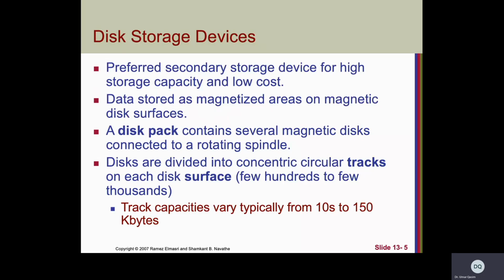Each magnetic disk has circular tracks on the disk surface, and those could be from a few hundred to a few thousand. On those tracks we have sectors, and on those tracks the data gets stored. Typically, the capacity of a track to store data is from tens to 150 kilobytes. In this way, you can calculate how many disks are being used.